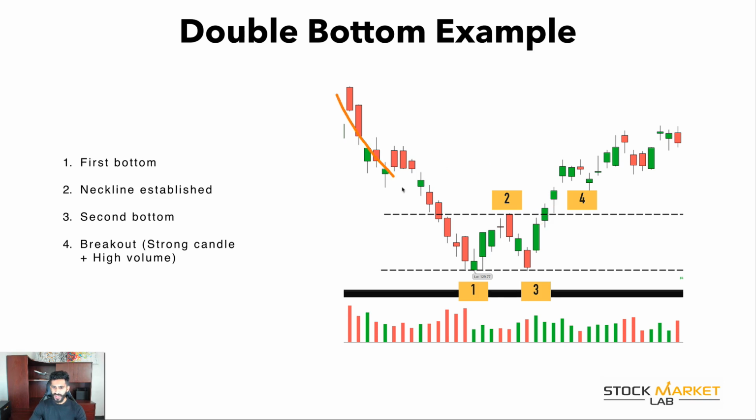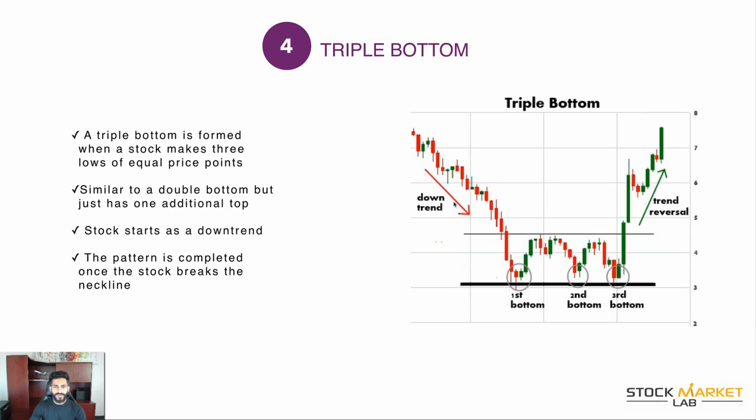So once again, stock is on its way down, hits the first bottom, retracement, neckline gets established. Boom, sellers try to push it down again. Buyers step in, and buyers are now in control, and you can see stock price starts increasing. Strong breakout, strong volume, that's what we want to see. Next, we have a triple bottom. A triple bottom is formed when the stock makes three lows of equal price points. First low, second low, third low, right? And boom, breakout of the neckline.